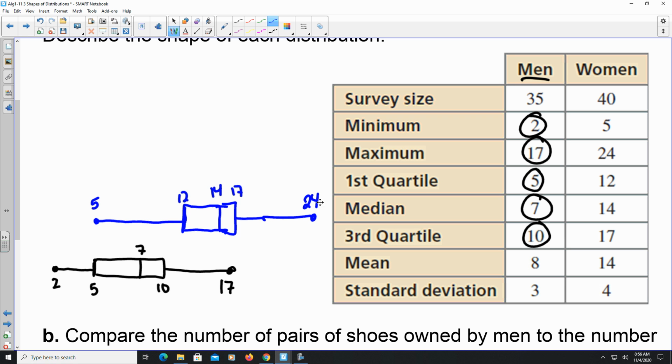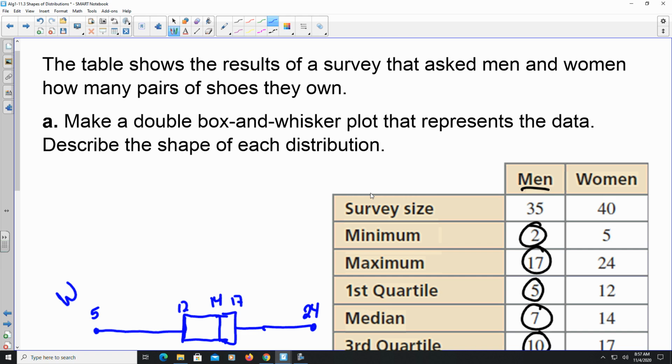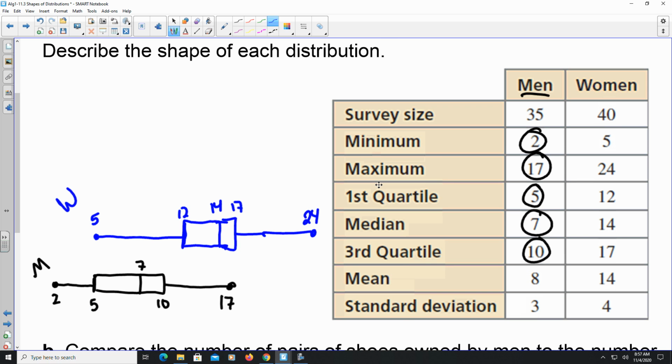Okay, so there's my box and whisker plot. This is for the men, and this is for the women. Okay. So we got our box and whisker plots, and they want us to describe the distribution. So going back to what we talked about in box and whisker plots, the whisker here on the men is more to the right. So I would say it would be more skewed to the right. For the women, the whiskers seem to be pretty even. I would say it's symmetric.